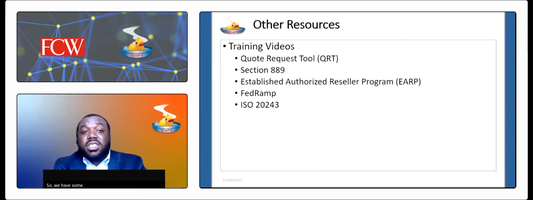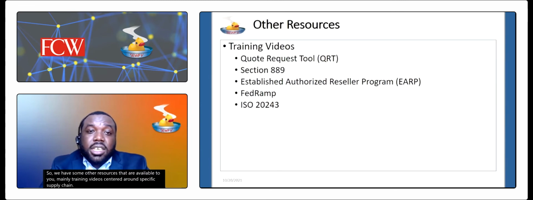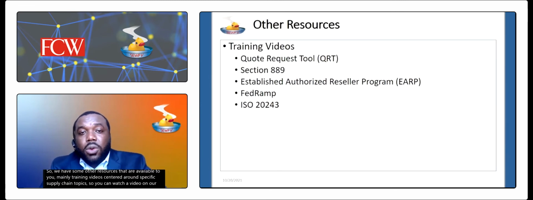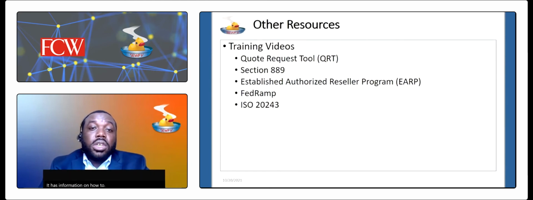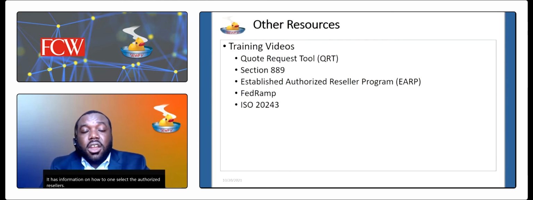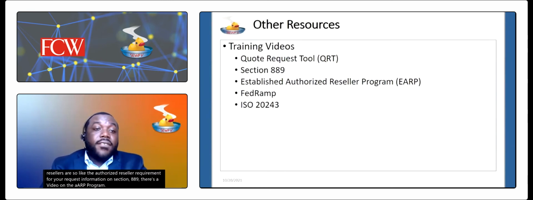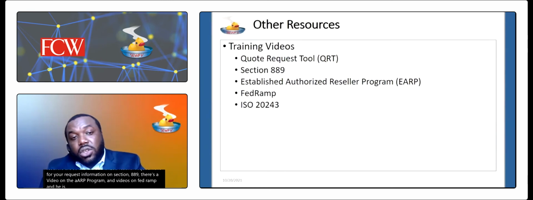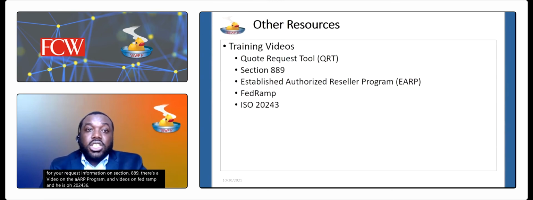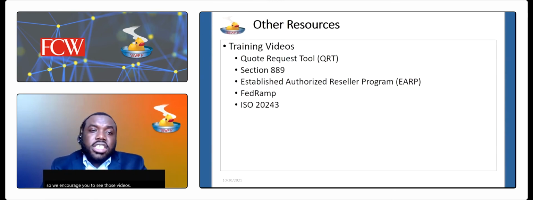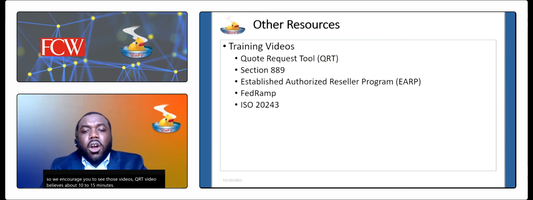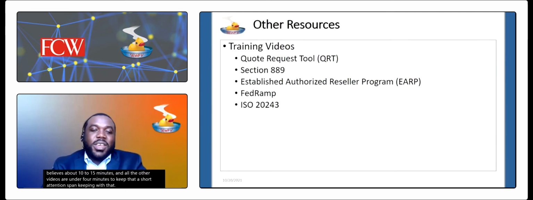We have some other resources available to you, mainly training videos centered around specific supply chain topics. You can watch a video on our QRT, or quote request tool, that has information on how to select the authorized reseller requirement for your requests. There's some information on Section 889, a video on the EARP program, and videos on FedRAMP and the ISO 20243 certification. We encourage you to view those videos. The QRT video, I believe, is about 10 to 15 minutes, but all the other videos are under 4 minutes, to keep you with that short attention span.